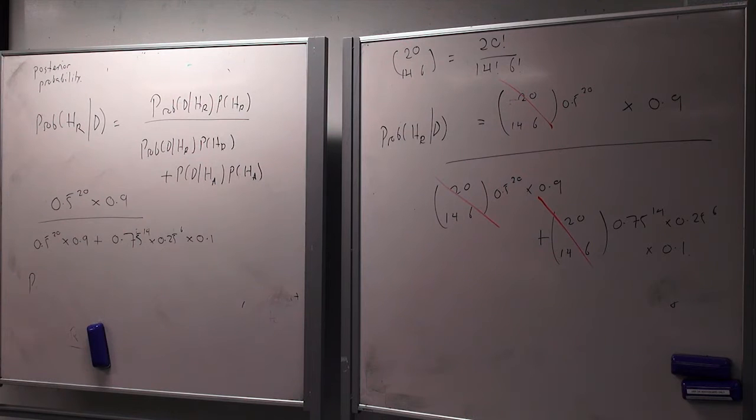Can we simplify that anymore? I don't think we can. Why don't we just calculate what that is? What, the bottom one? 0.25 to the power 6.